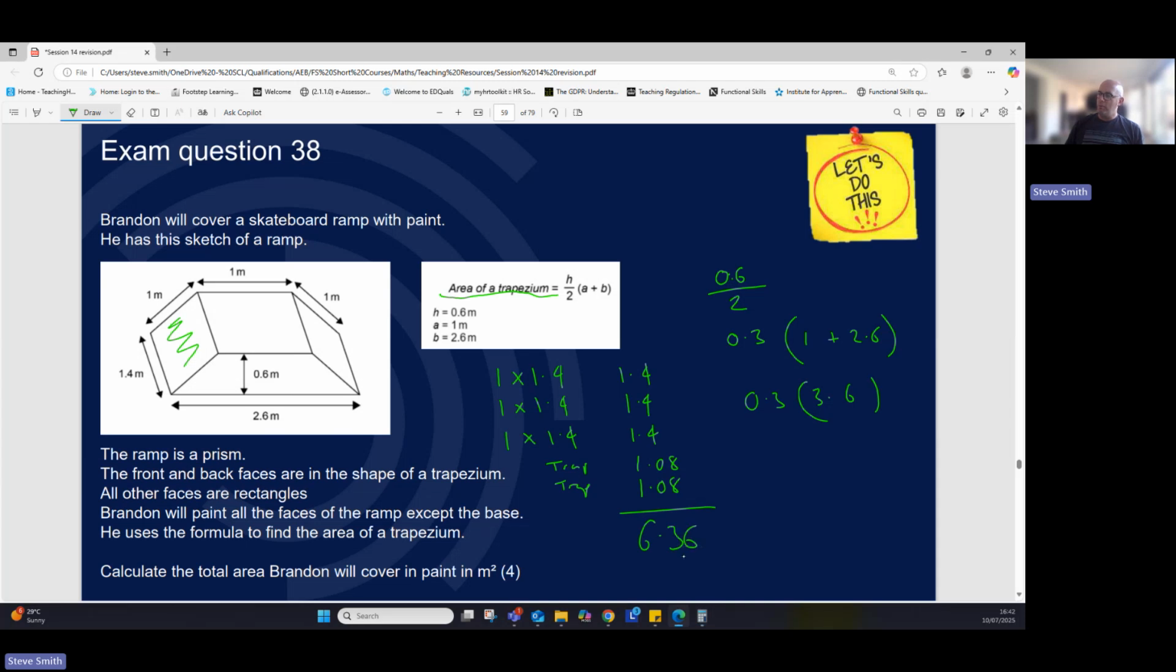6.36, and we've got meters squared. Quite often in most exam papers, regardless of what board we're using, if we're using Pearson or AQA, they quite often give you the units, or it'll say don't put the units in, because trying to faff around putting a little 2 in takes ages. So quite often it'll have that written in already for you.